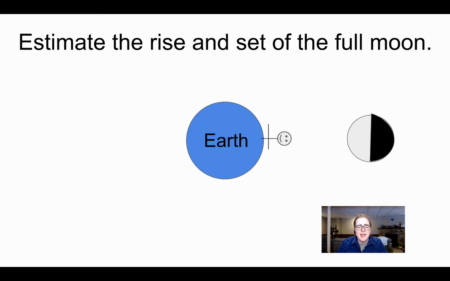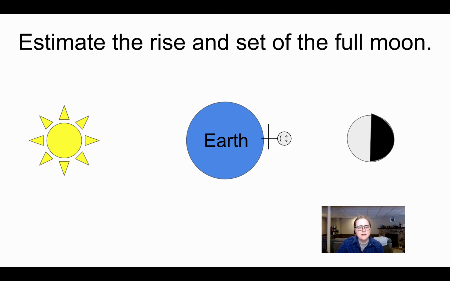The next thing I'm going to add is the sun. So, since I know that the sun is always pointed towards the fully lit side of the moon, and when there's a full moon, the angle between the sun and the moon has to be 180 degrees, I can draw my sun off to the left, so that the Earth is in between the sun and the moon.